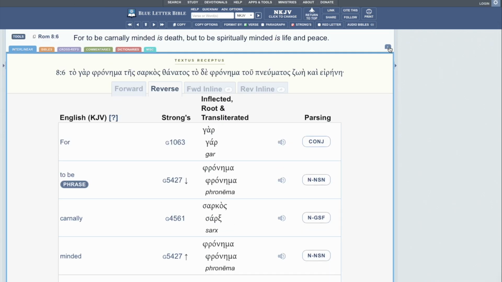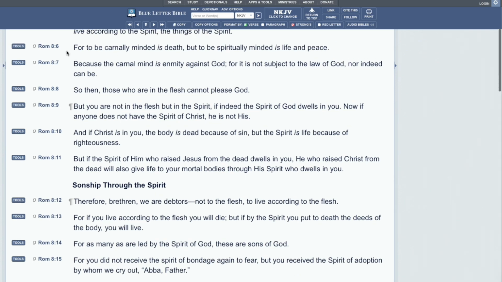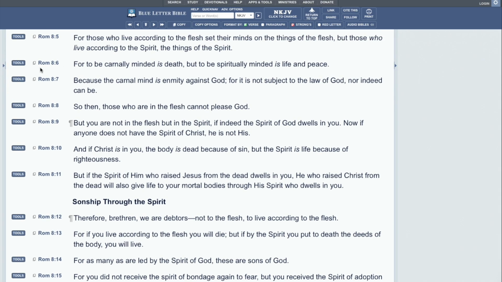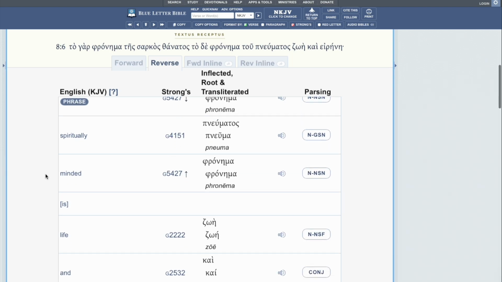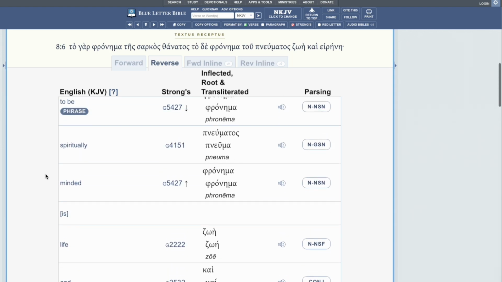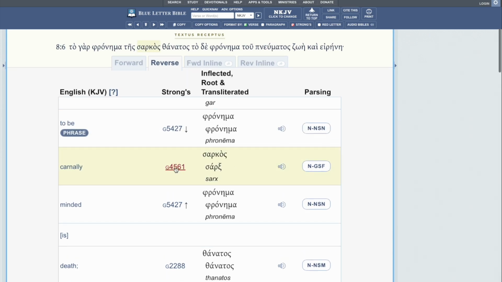I've often said this, that if I wanted to, I could teach through the Bible and I could make it really mean whatever I want. You say, Ken, how could you do that? Well, it's simple. I take a verse like this, and if I have a theological bent and I want this to say something, then all I have to do is start going through here and get to the word I'm looking for. In this case, we were looking at the word flesh or carnally.